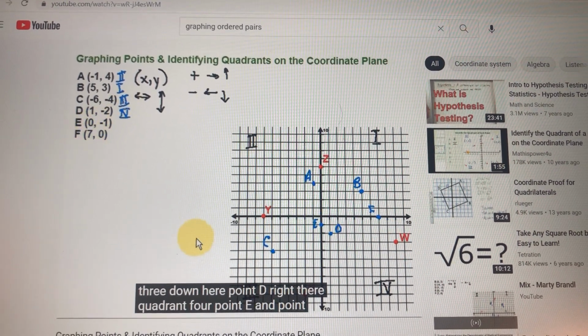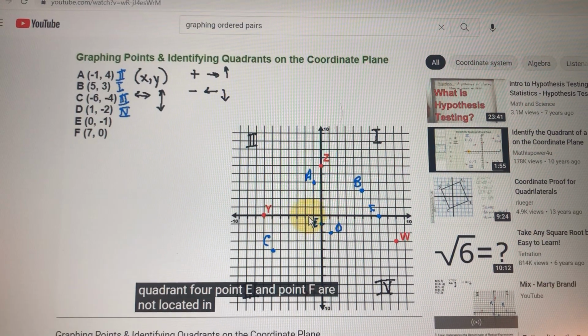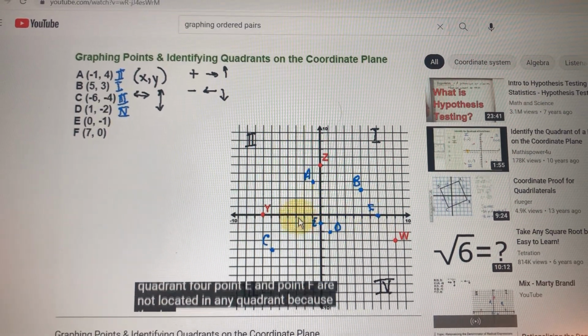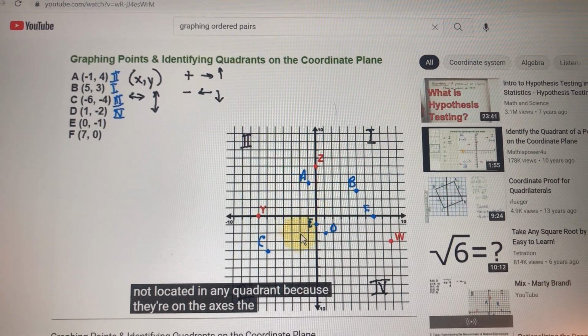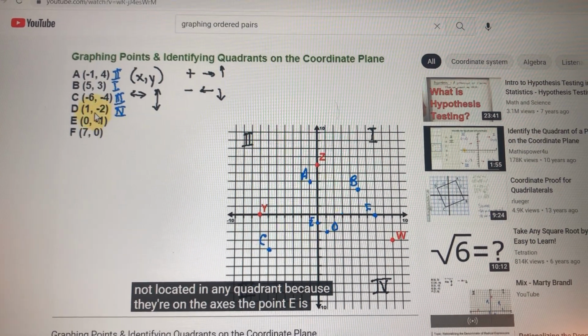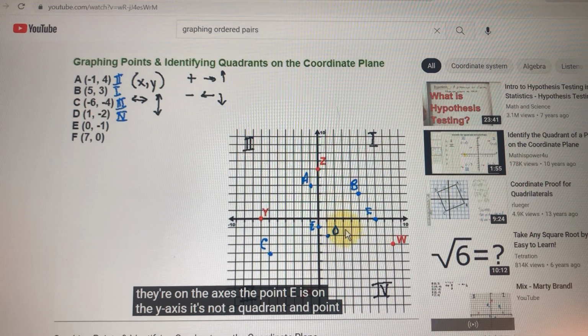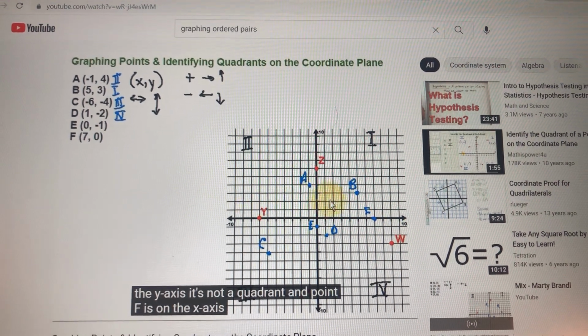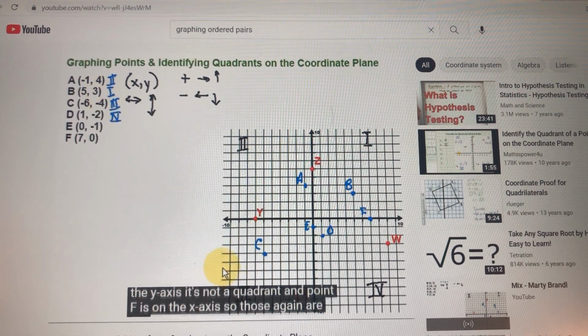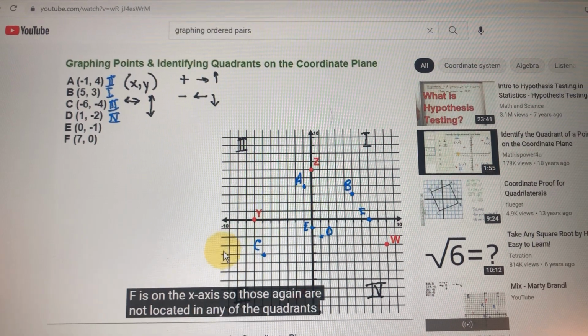Point E and point F are not located in any quadrant because they're on the axes. The point E is on the y-axis, it's not in a quadrant, and point F is on the x-axis. So those again are not located in any of the quadrants.